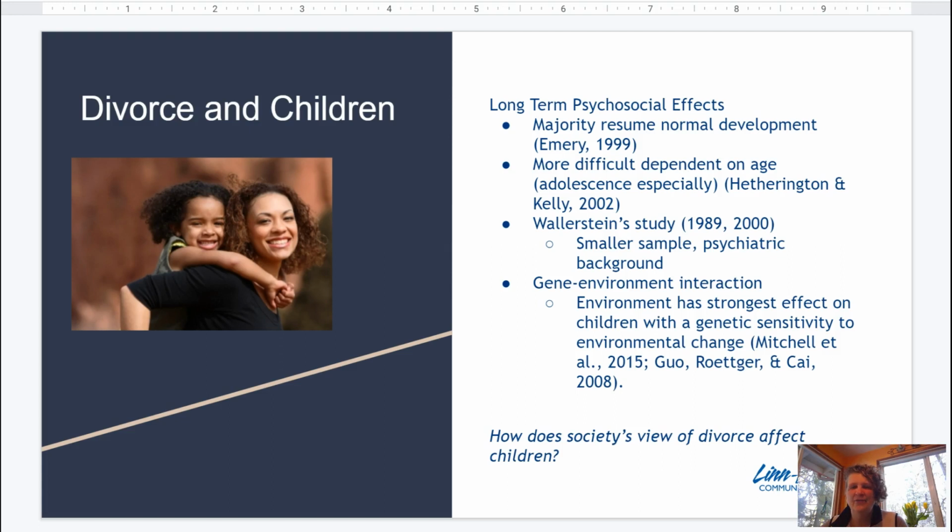Kids that tend to have more difficulty, some within adolescence seem to have a harder time. Also, if you see that gene-environment interaction, basically it says that a child that has any kind of genetic sensitivity to change is more likely to not continue to have normal development. That sounds sort of both very complicated and very simple, but it just basically means that if a child already has some difficulties with change, this is likely to be more disruptive.